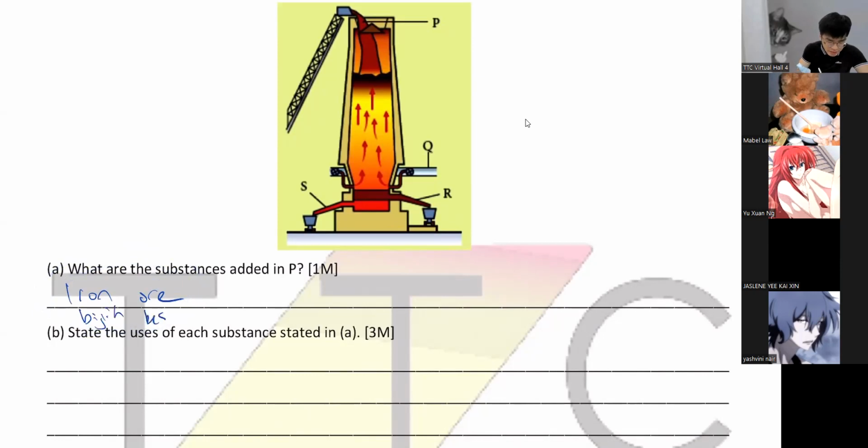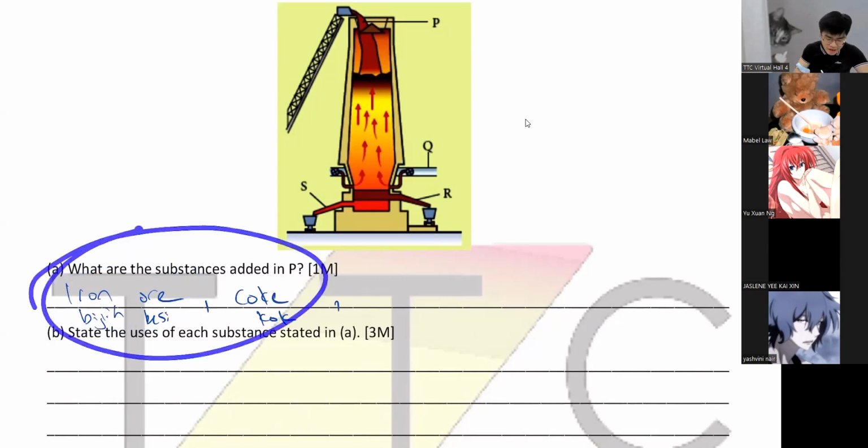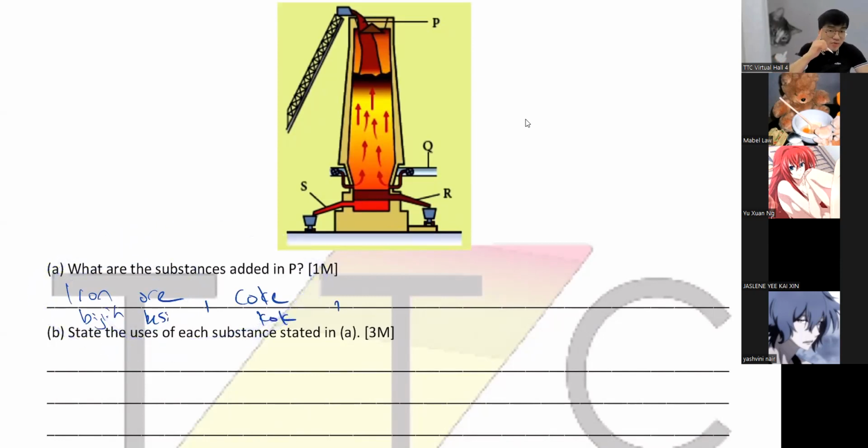Biji besi. And then next, what do we use to take the wife away? We use carbon. So carbon in real life, we call it coke. The form of carbon is called coke. And then we add one more thing. Actually, these 2 things are already enough. But now we add one more thing. The thing is called limestone.